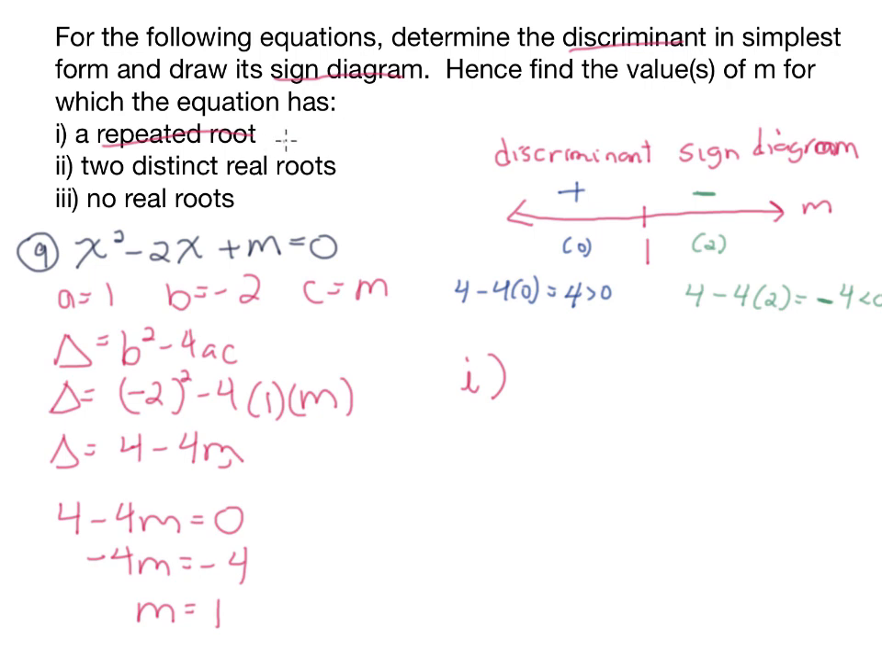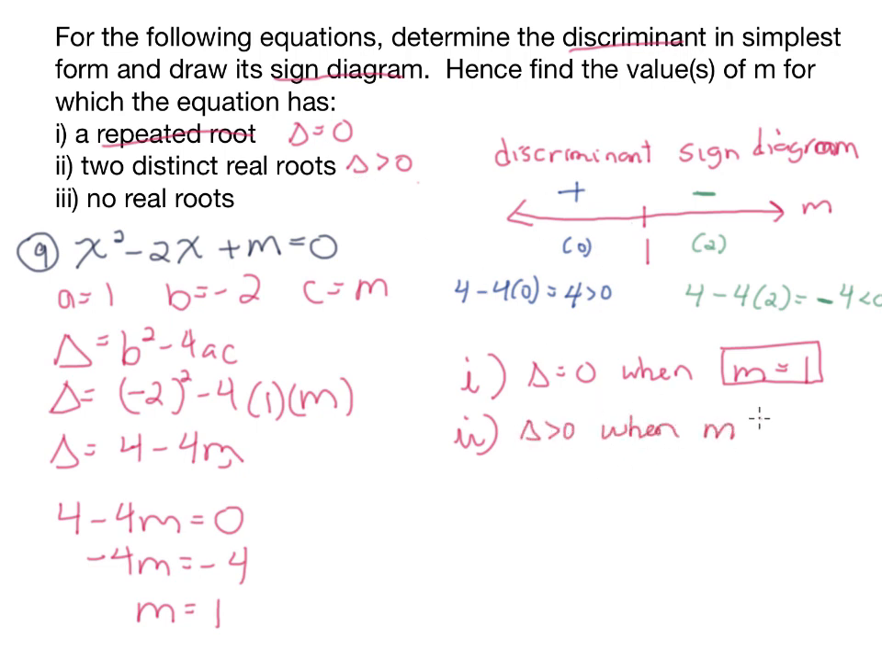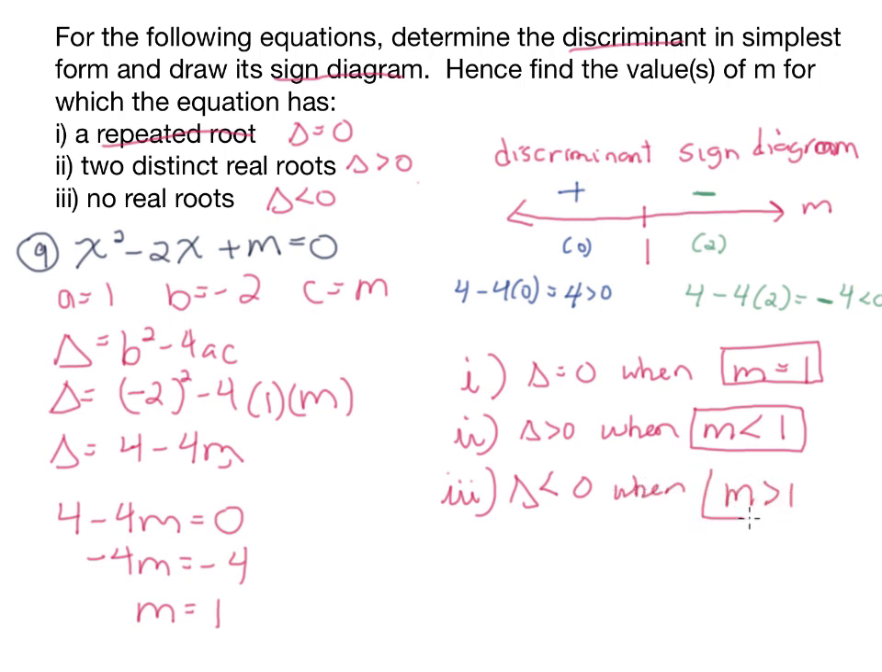Let's answer part 1. A repeated root, well, that occurs when our discriminant equals 0. Well, on our diagram, that occurs when m is 1. So our answer is when m equals 1. 2. Two distinct real roots. That's what happens when our discriminant is positive. Well, that's the blue part, so that occurs when m is less than 1. 3. No real roots. Well, I know that occurs when discriminant is less than 0, and that occurs when our discriminant is negative, which is the green part, so that's when m is greater than 1.